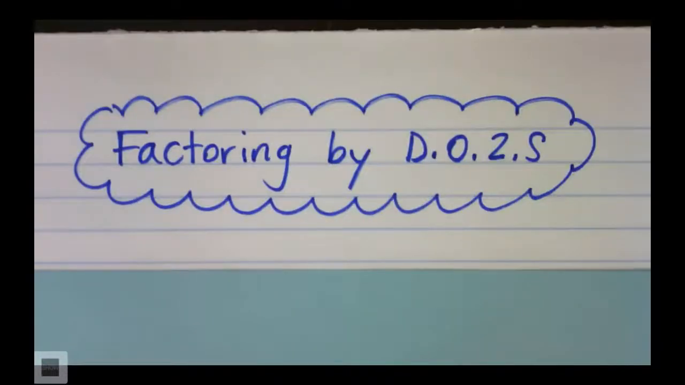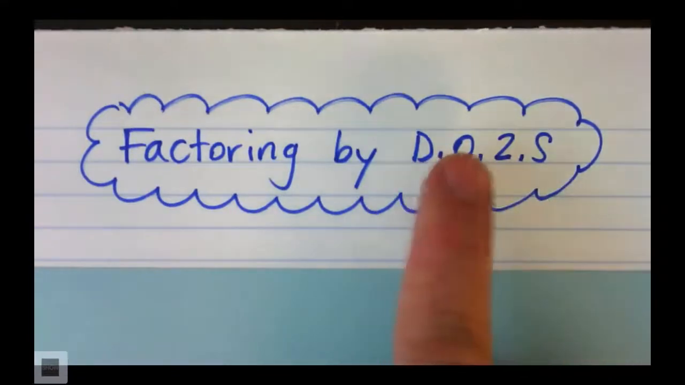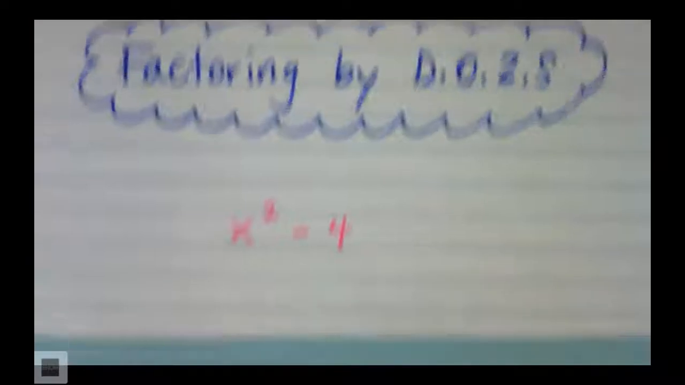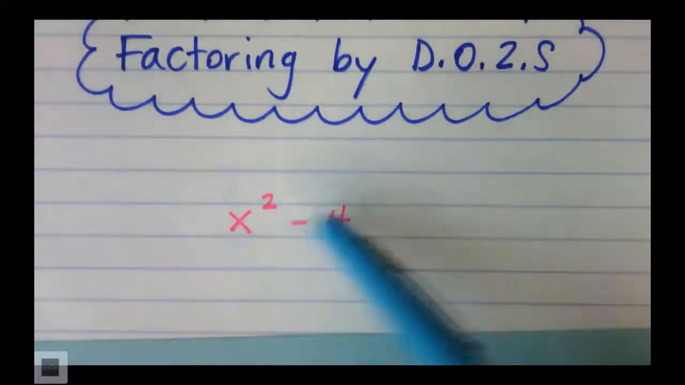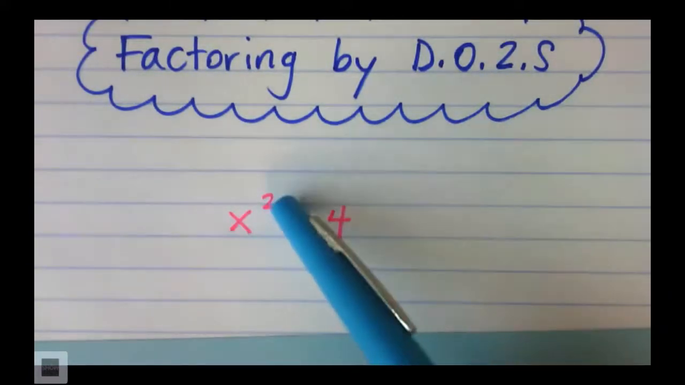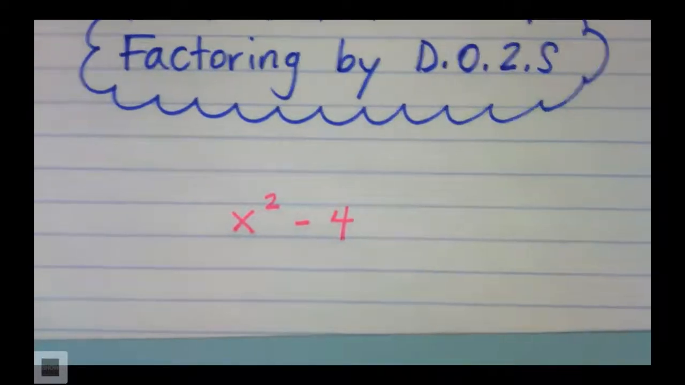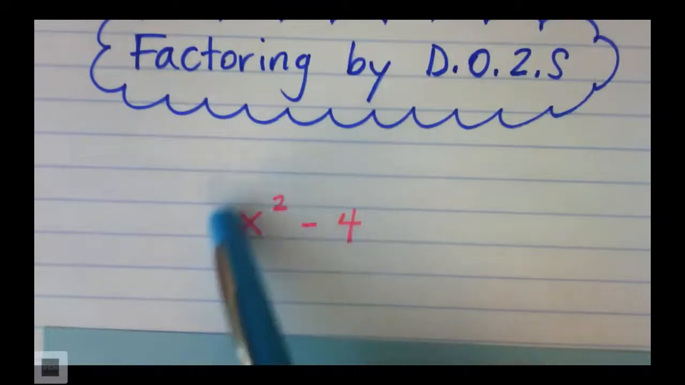DO2S. Okay guys, so in this part of the video I'm going to show you how to factor by DO2S. So factoring by DO2S, difference of two squares. Now, in our first example, we have x squared minus 4. Now, you have to look for a couple of things. Number one, you got to have two terms. Quadratic is not always required. And you're going to see an example of what I mean by that in just a second when it's not a quadratic. But it's got to be a perfect square.